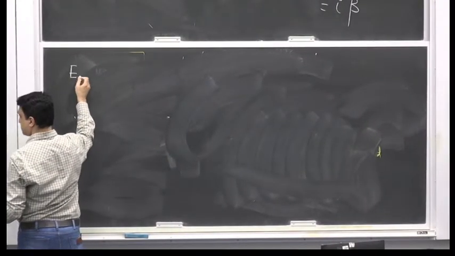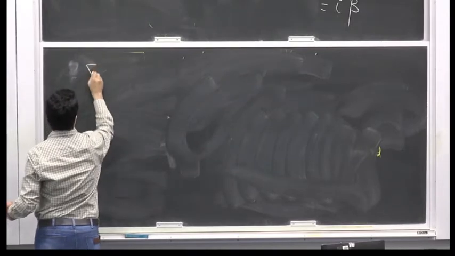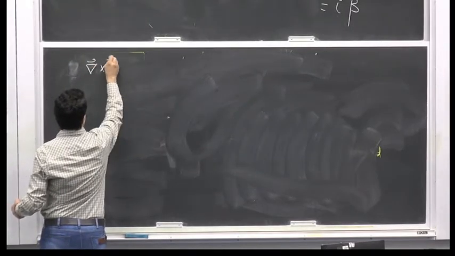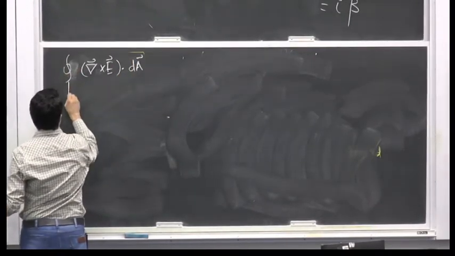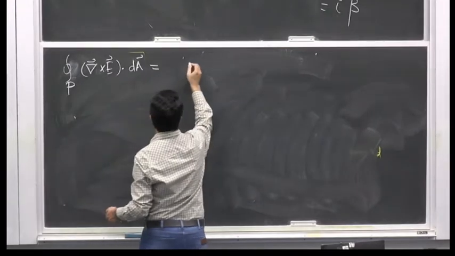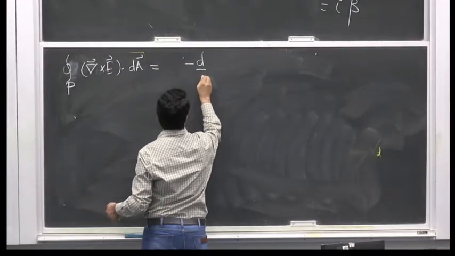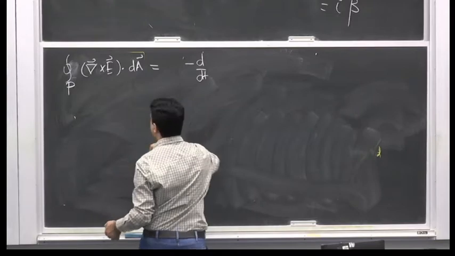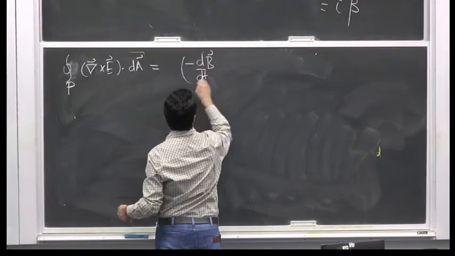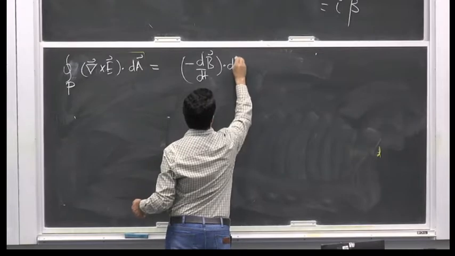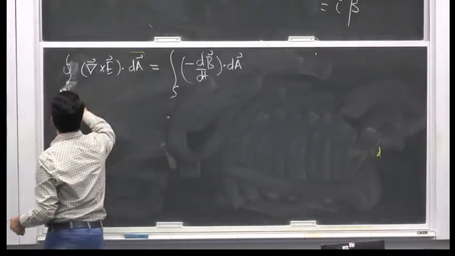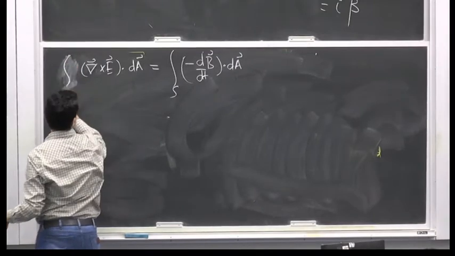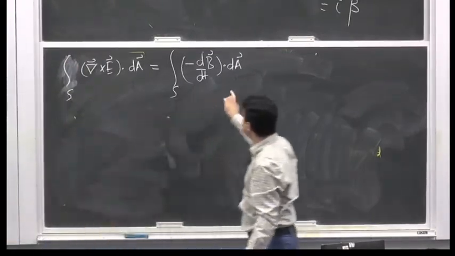So let me rearrange it in a certain way. This is equal to del cross E dot dA over a path P. This is equal to minus... Oh sorry, it's not a closed surface, is it? It's true. Theek hai, that's what you have.